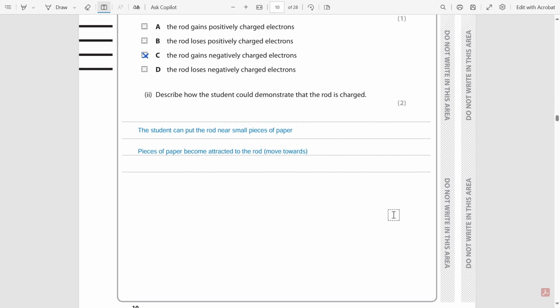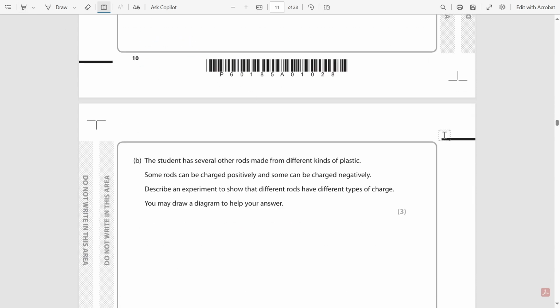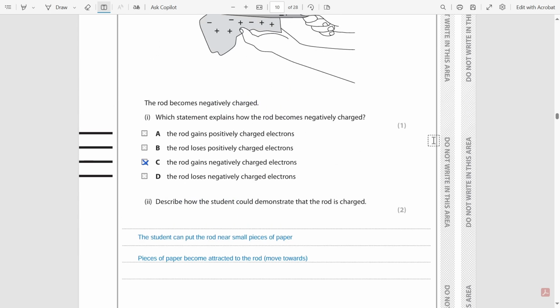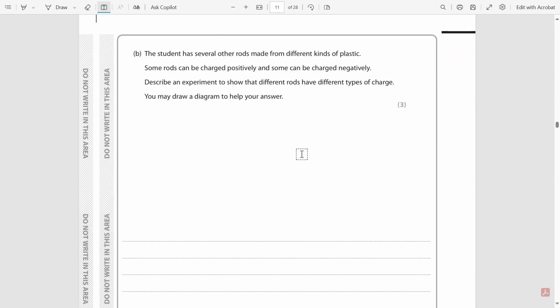It doesn't have to be that. You can always say hair. I said paper because hair was an example that everyone else says, and I want to be different. You can always say hair, and if the hair becomes attracted to the rod or moves toward the rod, then it proves it. You can do water. You can do another charged rod. You can use gold leaf, but I don't think anyone knows that. So yeah, you can do whatever you want.